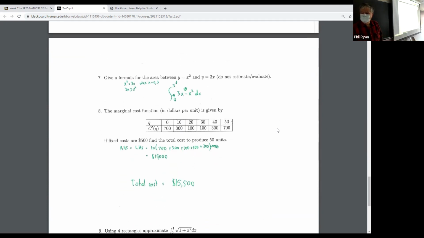Question 8 was basically just another numerical integration. But since the curve is symmetric, the left-hand sum would give you the right-hand sum, and it would give you $15,000 if you do that. And so then the total cost is 15,000 plus the 500 fixed costs.